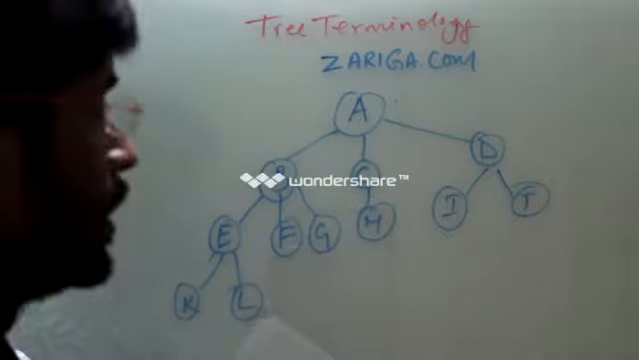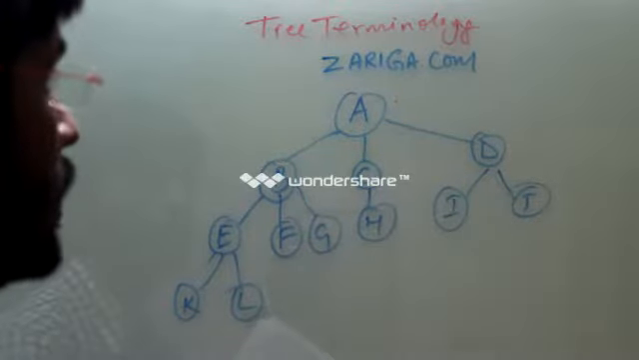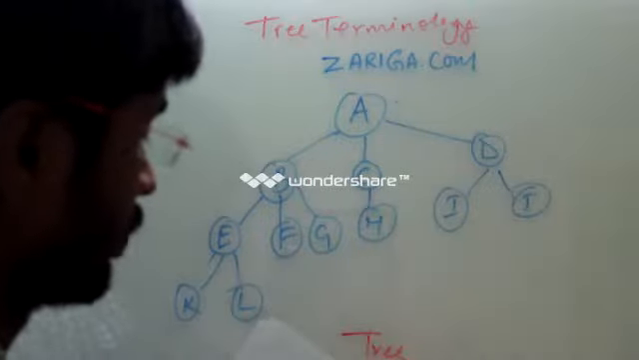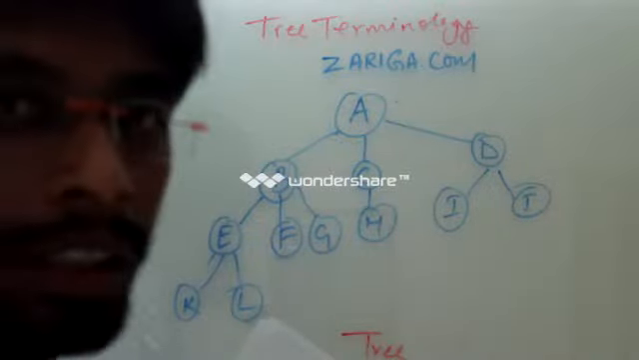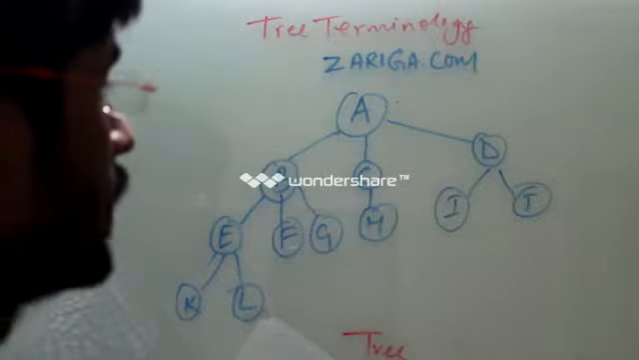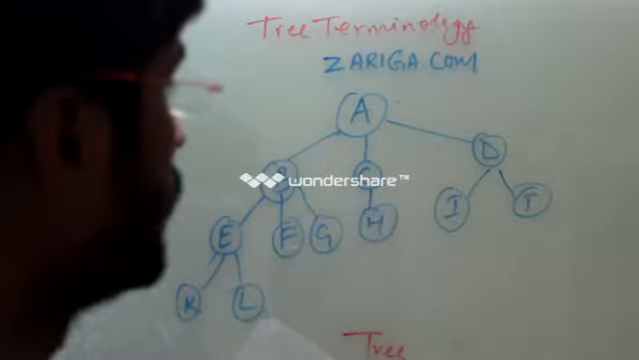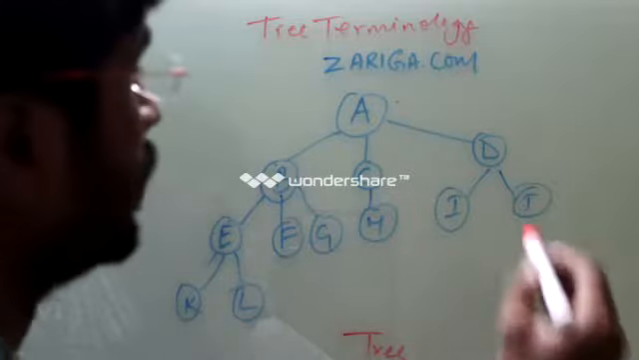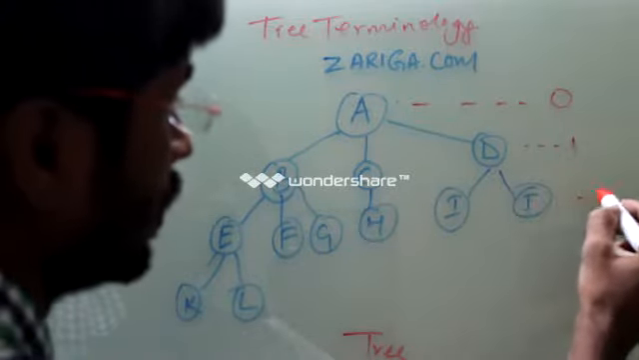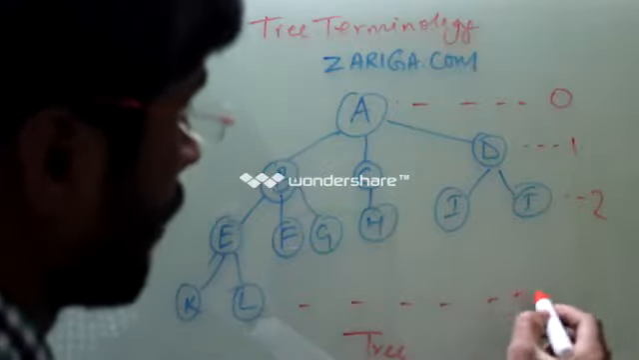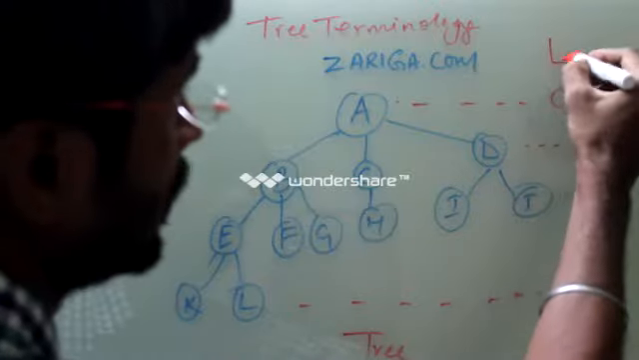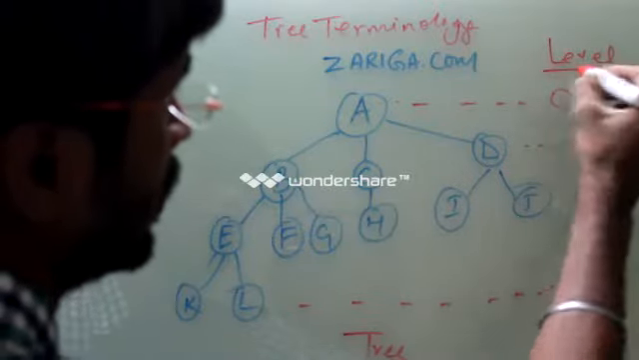So I have a basic tree. Let us understand the terminology explained in this tree. So this is just a tree. Let's see how many levels we have. So let us count the levels. We have 0 level, we have 1 level, we have 2 level, we have 3 level. So I can say these are the levels of my tree.